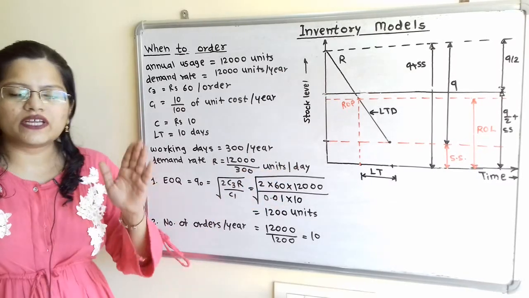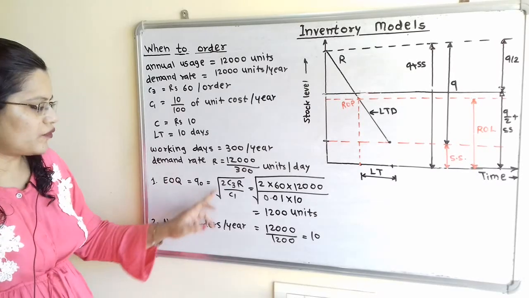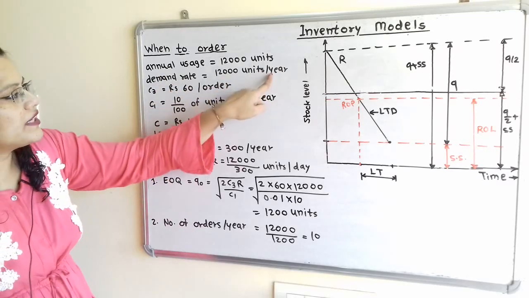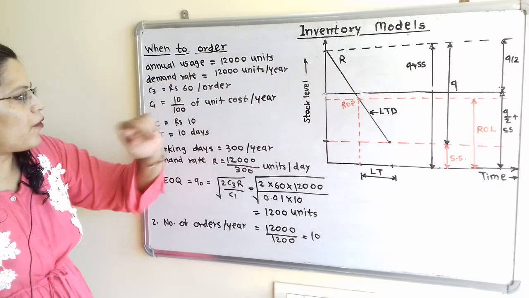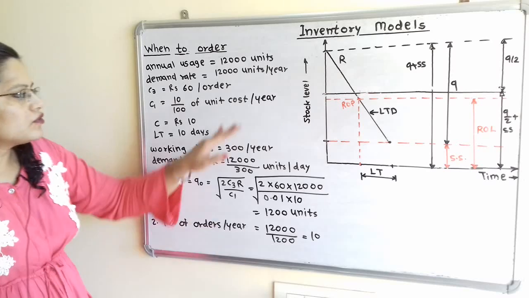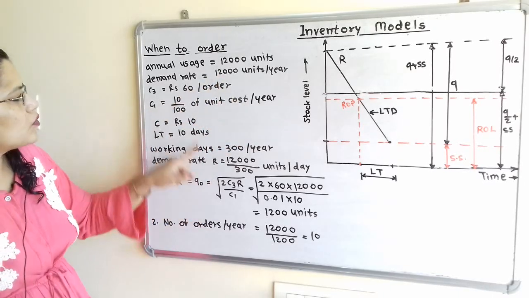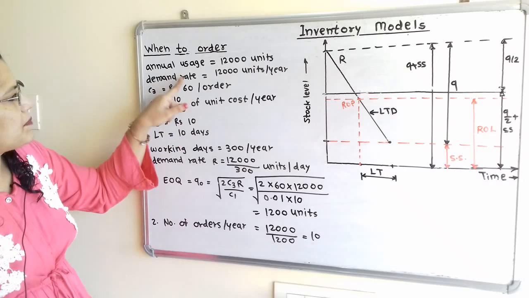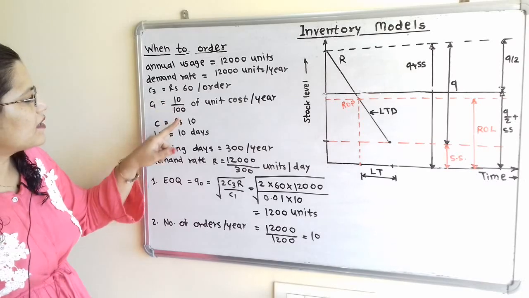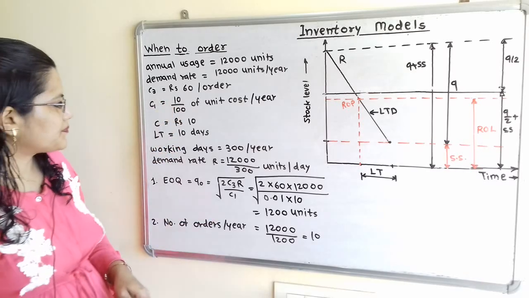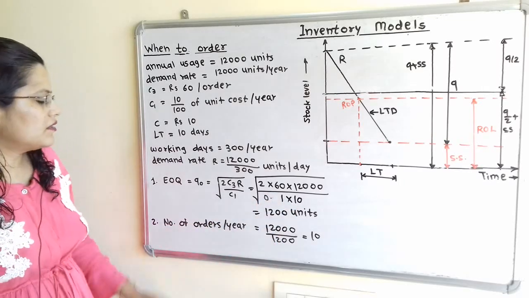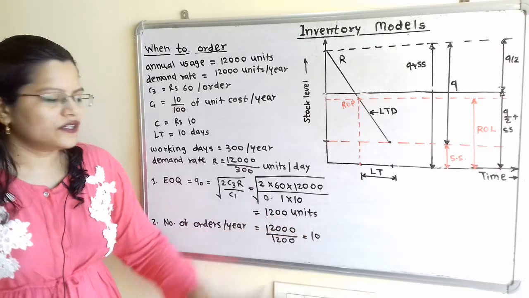Now we have to find out economic order quantity, that is QO. So formula is square root of 2C3R by C1. So this R is having unit, that is time period for 1 year, and this C1 is also having the same time period, that is year. So we will use this data, that is 2 multiplied by C3, that is 60, multiplied by R, that is 12,000, divided by C1. So C1 is 10 by 100, that is 0.1. We will take here 0.1 multiplied by 10. So which is equal to 1200 units.